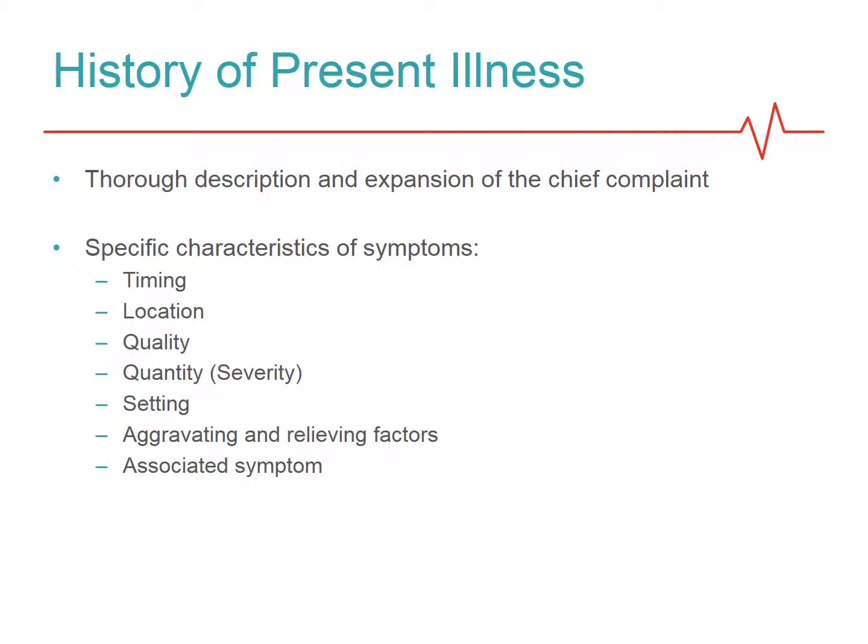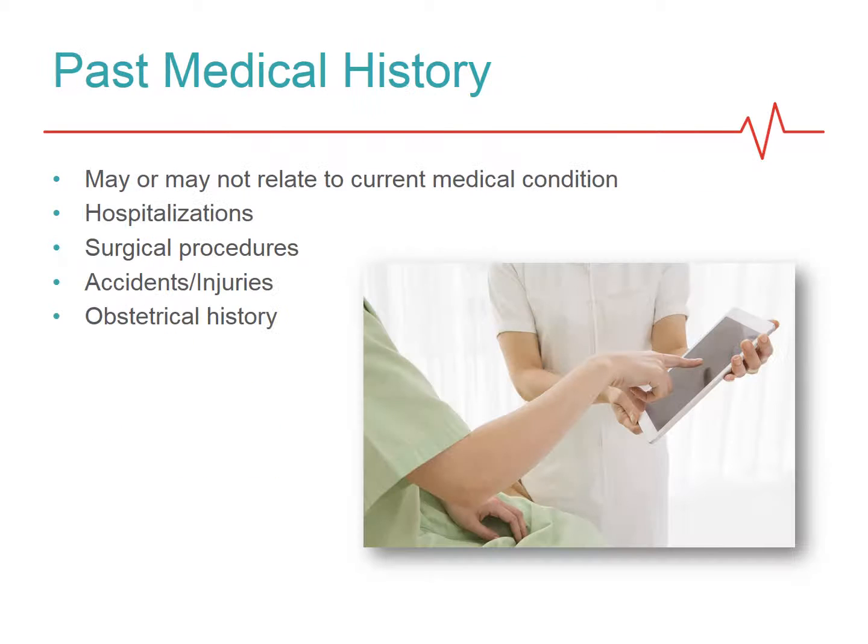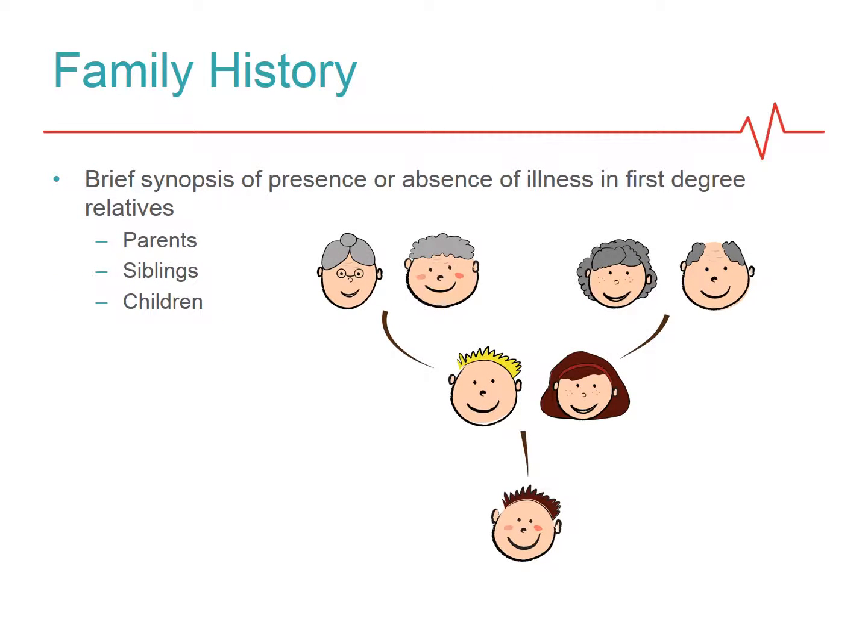The history of present illness then goes on to provide more detailed information on the chief complaint, including any specific characteristics of symptoms, such as those listed here. The past medical history could include other comorbid conditions, past hospitalizations or surgical procedures if applicable, and it might also be relevant to include accidents or injuries and obstetrical history. The family history is the brief picture of the presence or absence of illness in first-degree relatives and is also important information to gather. In most cases, it is only important to include information on first-degree relatives.